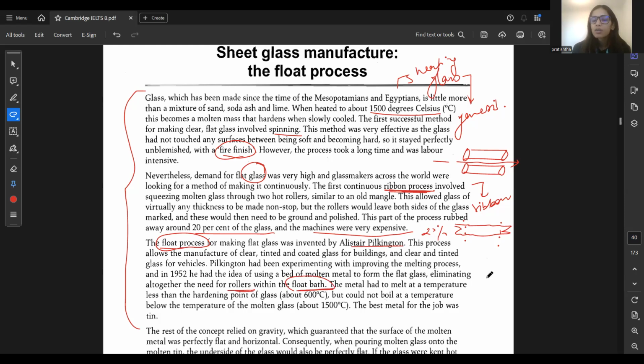So there was some kind of bath that I'm assuming, and then he would probably float the molten glass in here. Just imagine, even if it's not true, just imagine so that you remember the information. The metal had to melt at a temperature less than the hardening point of the glass, but could not boil at a temperature below the temperature of the molten glass. The best metal for the job was tin. So it had something to do with tin plus glass.